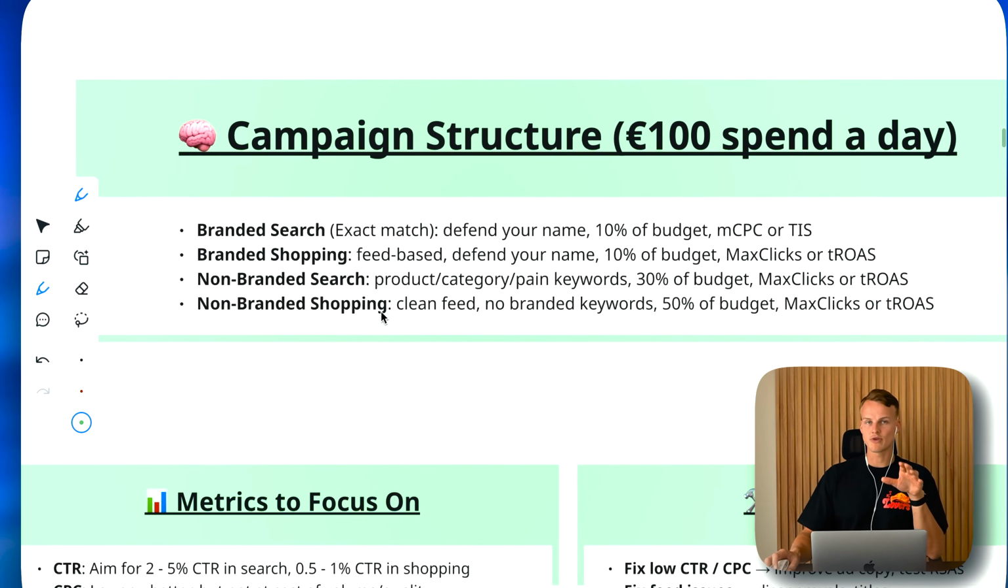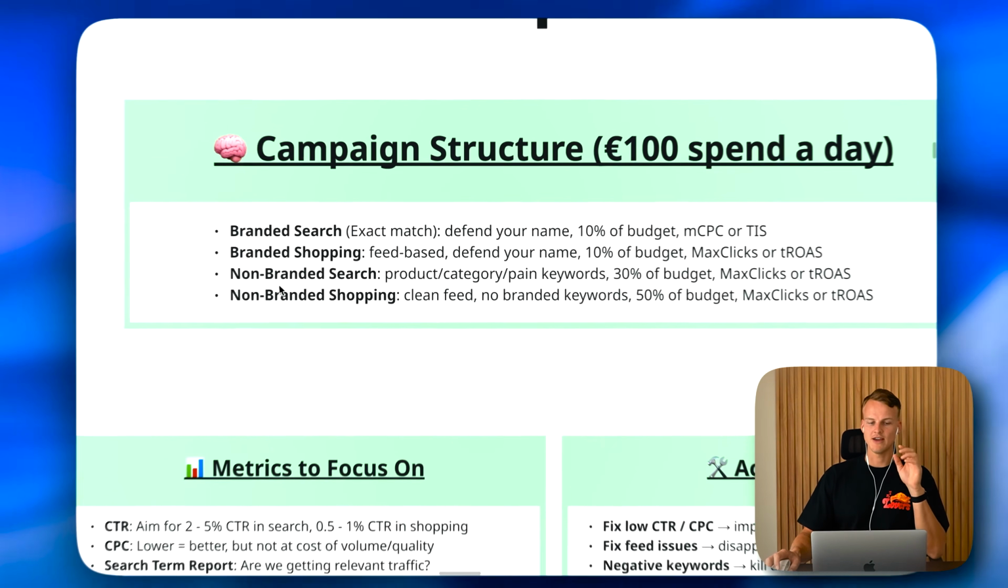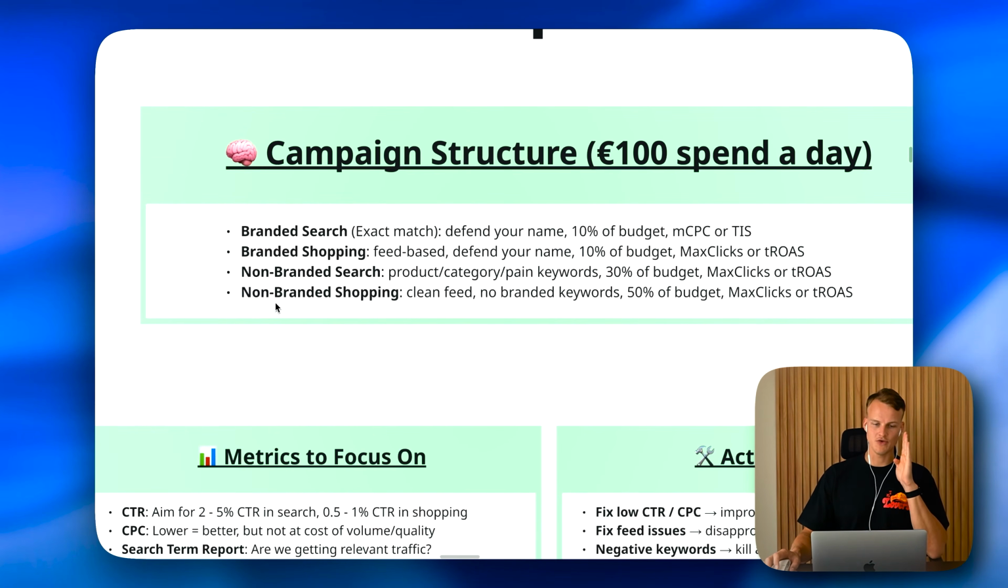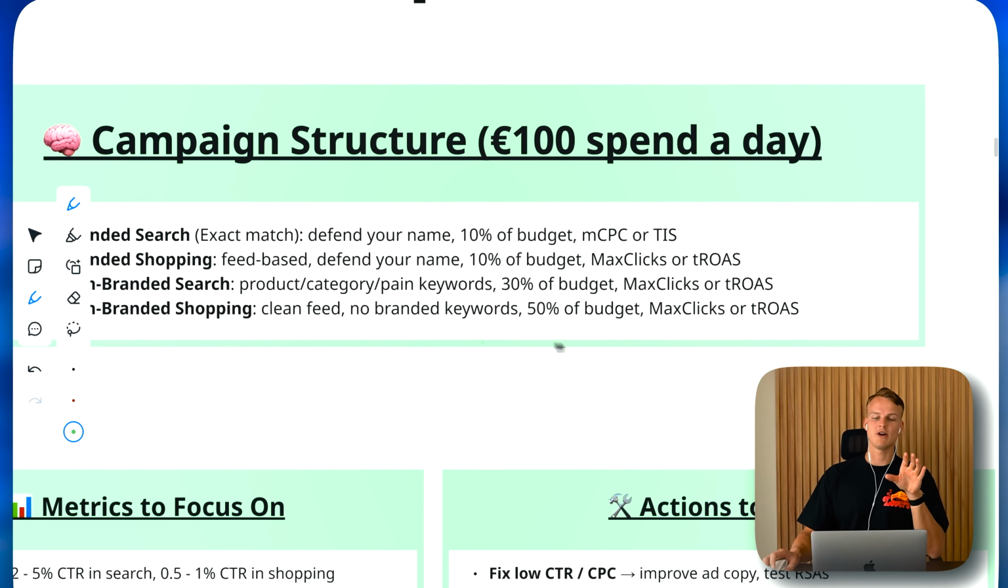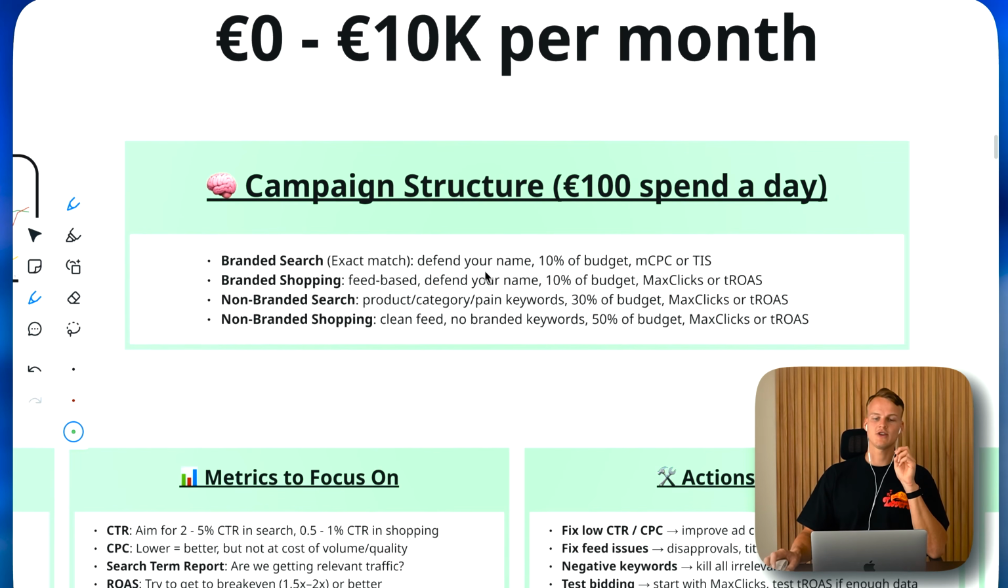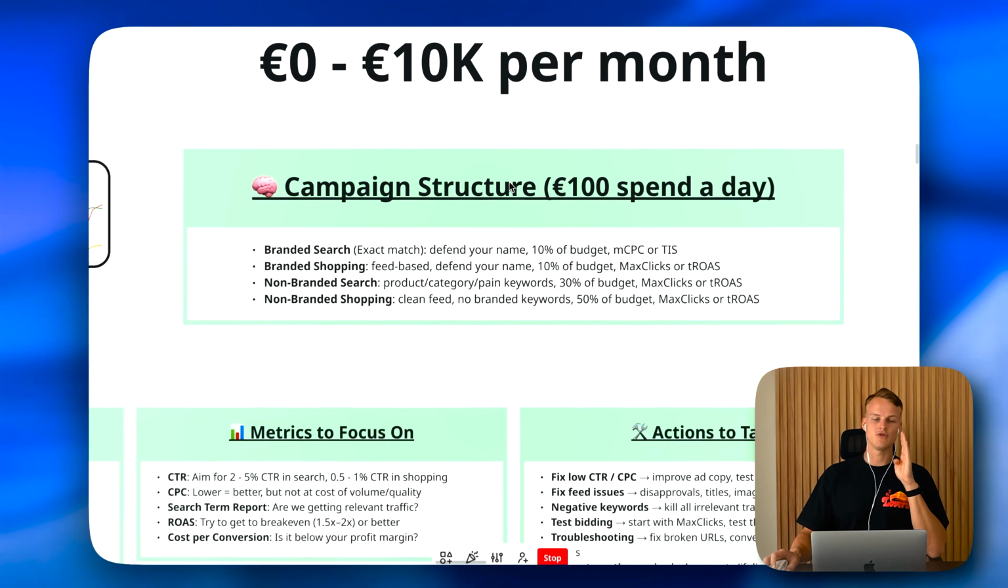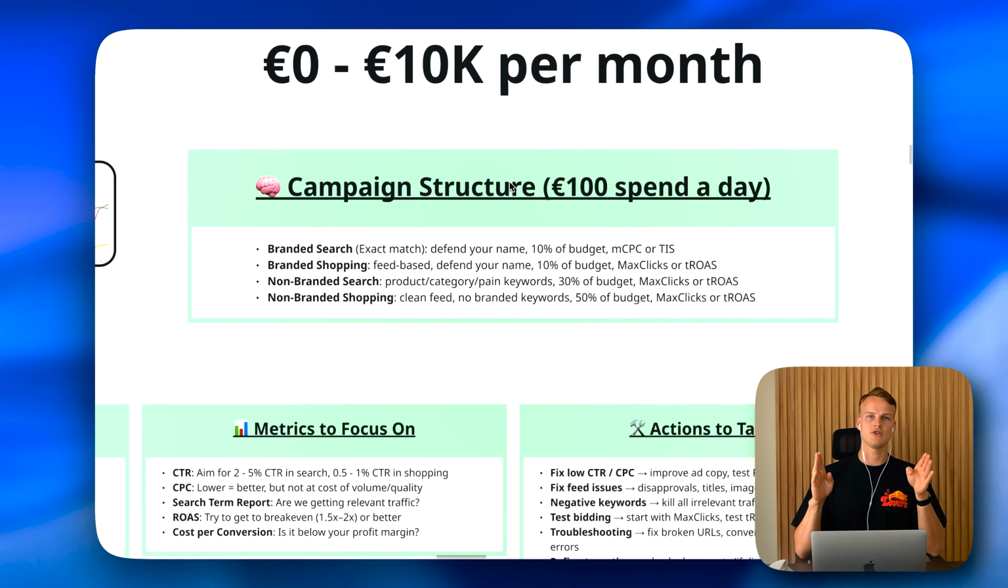And then the most important campaign type for e-commerce specifically is non-branded shopping. So you want to use a clean feed, no branded keywords in there, so exclude your brand name, 50% of the budget, and then maximize clicks or target ROAS. That's your campaign structure, and we always recommend to use 50 to 100 euros spent per day at the beginning. If you don't have 100 a day, use at least 50.